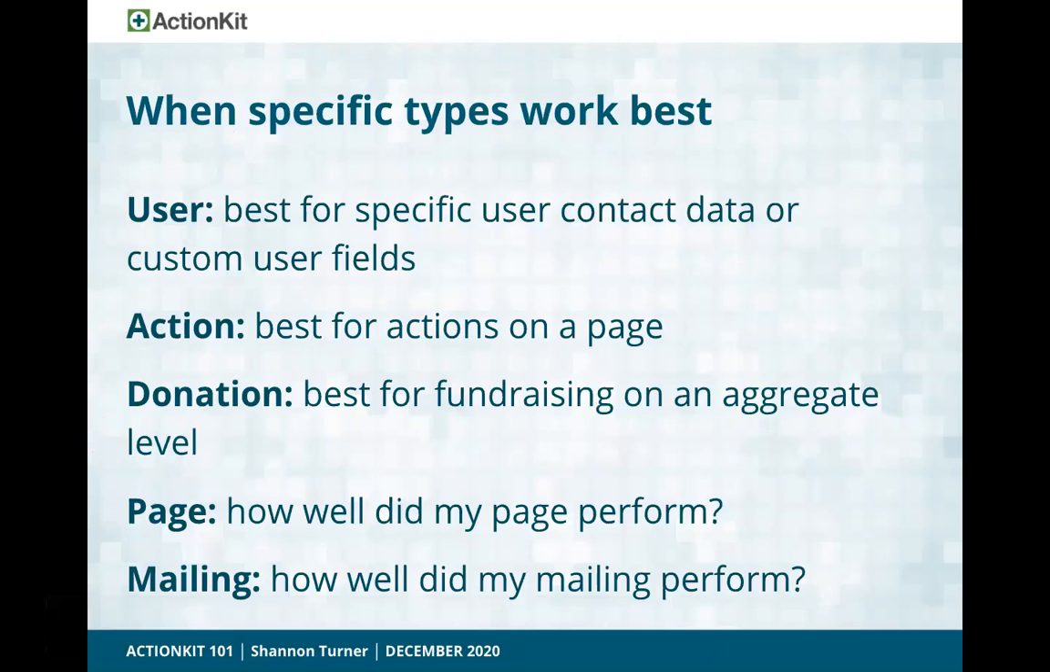And there are some times that specific types are going to work best. So the user query type is really best for specific user contact data or specific custom fields on a user. Action query type is best for actions on a page. Donations is really best for fundraising on an aggregate level as compared to the specific donations that a user made. The page is how well did my page perform. Mailings are great for how well did my mailing perform.